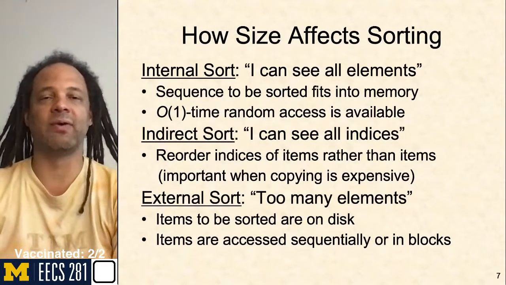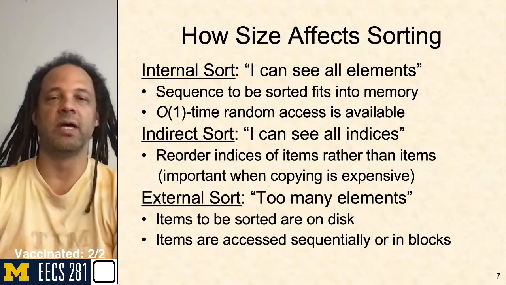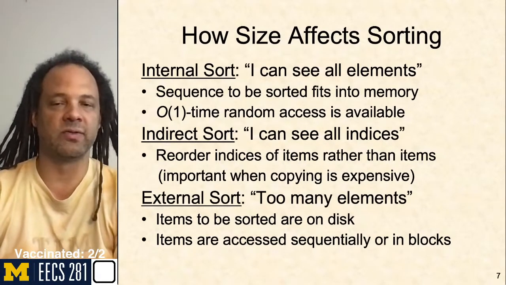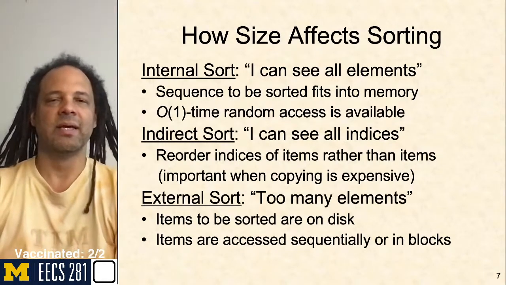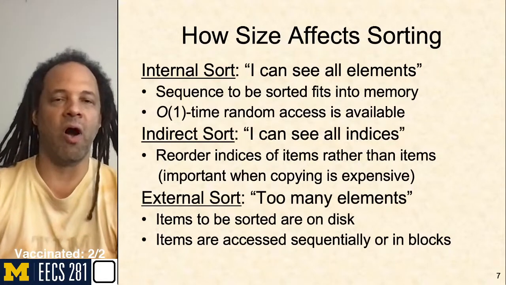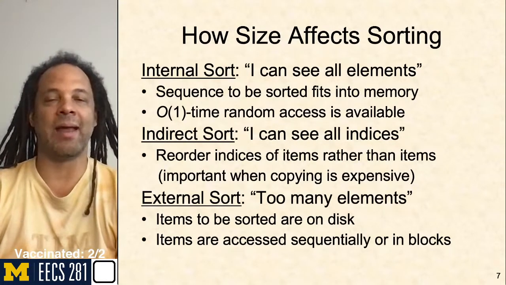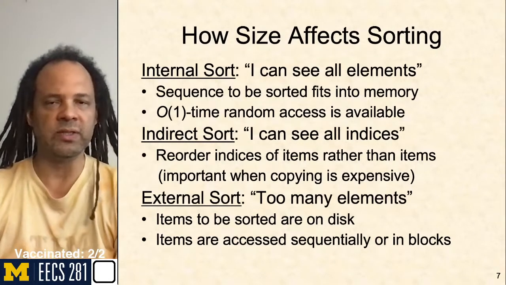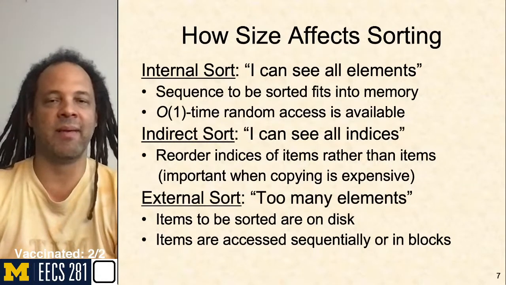First up, we're going to look at how size affects what I'm sorting. And we've got three general categories of what we consider sorting. We've got internal sorts, indirect sorts, and external sorts. An internal sort is one where I can see all the elements. See meaning I can work all of them in memory at the same time. So that's a great way to do it, and I'm able to see and manipulate all of those elements.